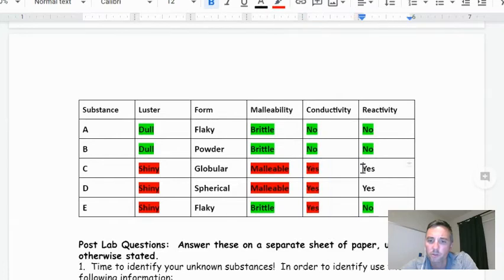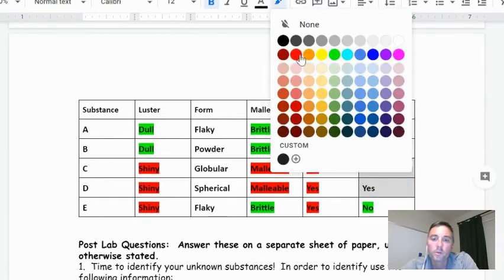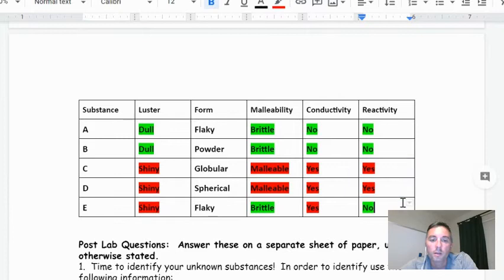I apologize in advance. Now we start to see that substances A and B fall almost perfectly in line as nonmetals. Substances C and D are metals. And then, look, half and half. I wonder if that's a metalloid. So now let's figure out what the substances actually are.